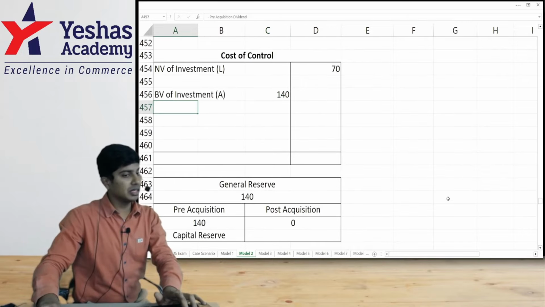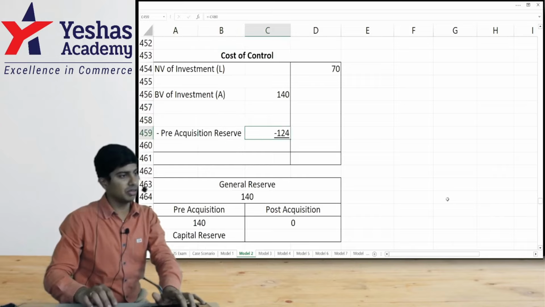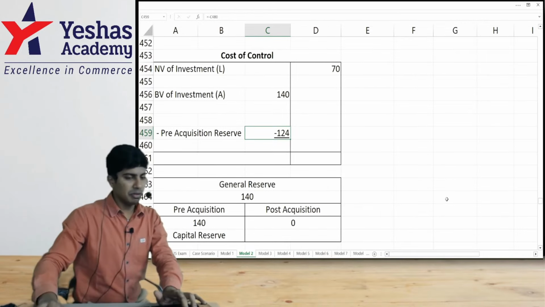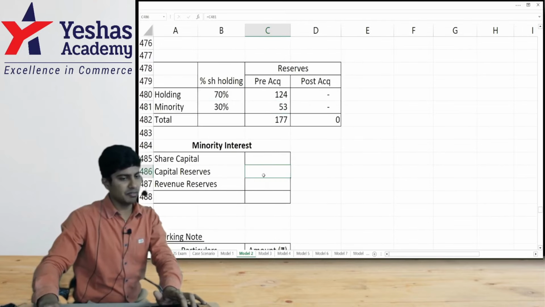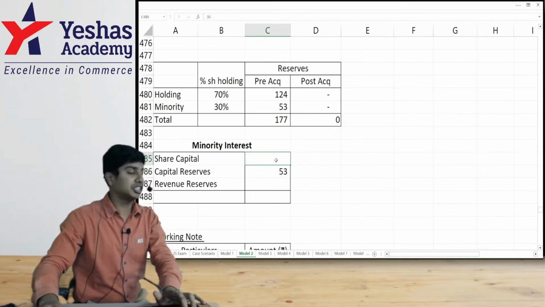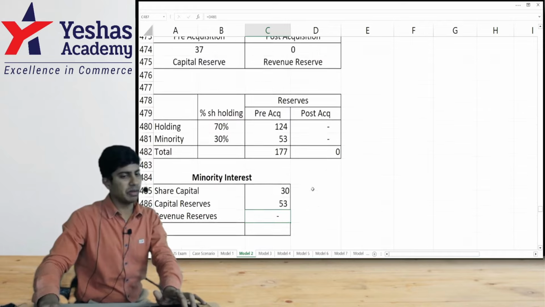We forgot to do one thing. We have not deducted pre-acquisition dividend. We should have done it then, but we forgot. Shall I do that also? Before that, I'll write this minority share of 53 in minority here, 53. And minority share in capital is 30 lakhs. Alright. Is there any revenue reserve? No revenue reserve. Nothing will be posted to the balance sheet.